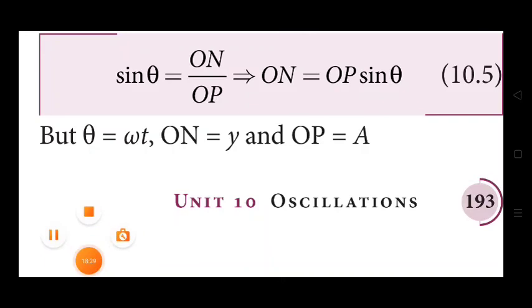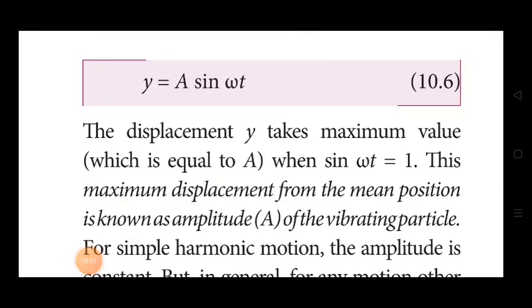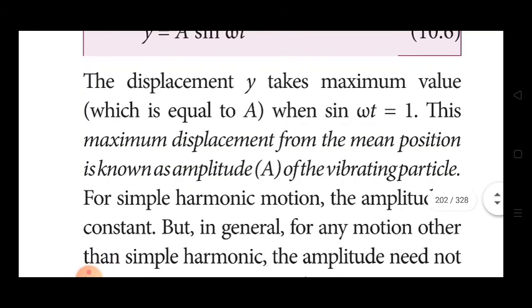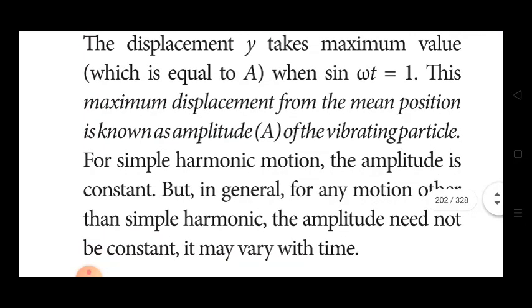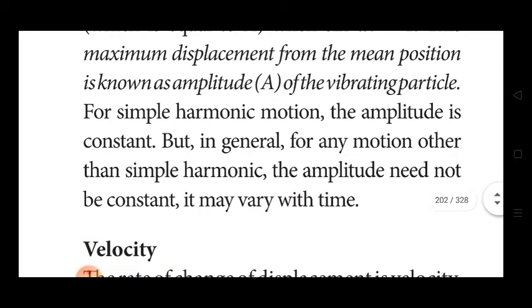The displacement y takes its maximum value, which is equal to a, when sin omega t is equal to 1. This maximum displacement from the mean position is known as the amplitude of the vibrating particle. For simple harmonic motion, the amplitude is constant, but in general, for any motion other than simple harmonic, the amplitude need not be constant. It may vary with time.